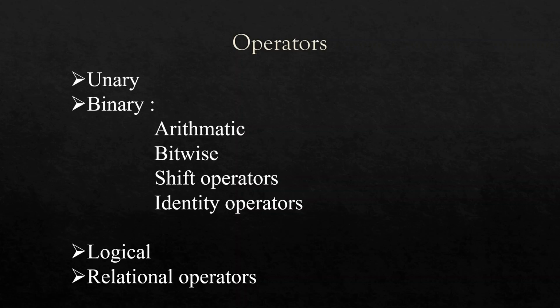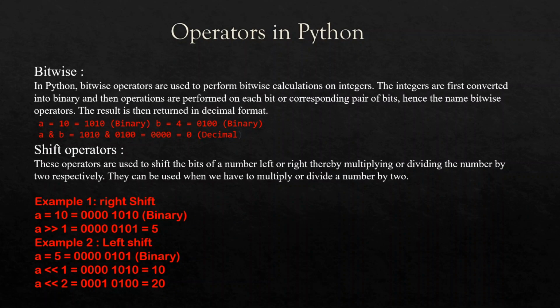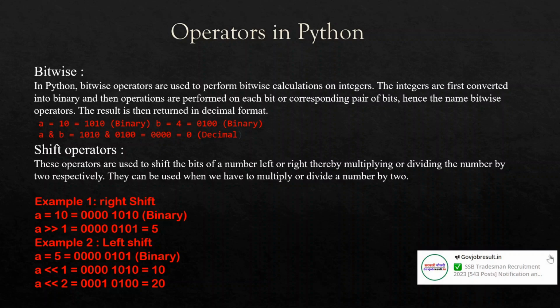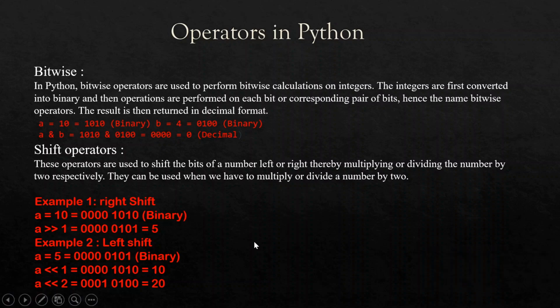First we will see what bitwise and shift operators are and how they actually work. After that we will go to the Python editor and see how they work in programming. Okay, now let's see bitwise operators. In Python, bitwise operators are used to perform bitwise calculations on integers. The integers are first converted into binary, then operations are performed on each bit or corresponding pair of bits. Hence the name bitwise operator.